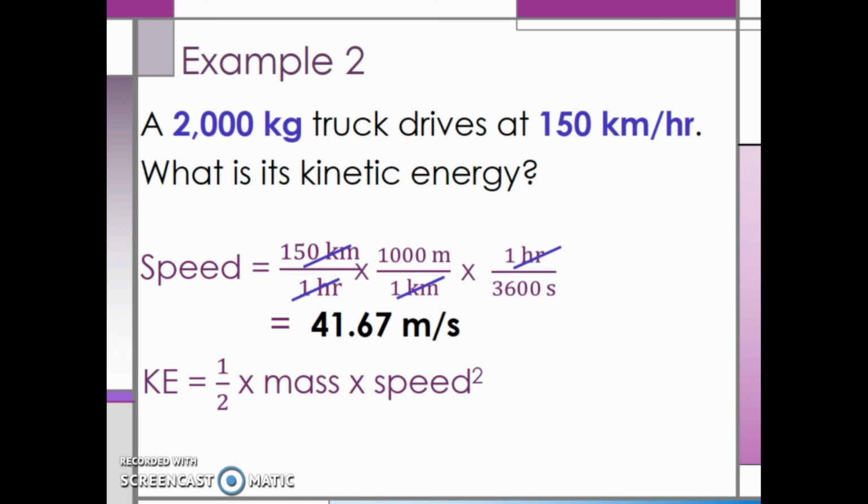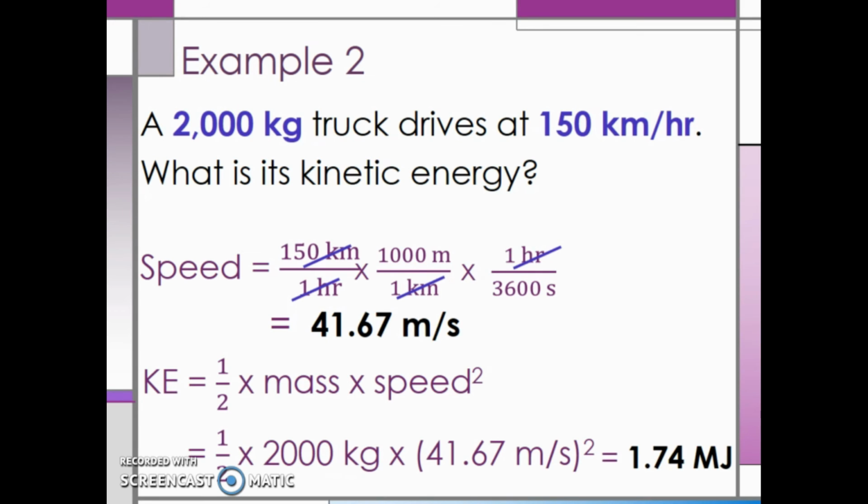Now, we can use the kinetic energy equation. We will take 1/2 multiplied by the mass multiplied by the speed squared. Substituting in our values, we have the mass as 2,000 kilograms and the speed as 41.67 meters per second. Multiplying, we end up with 1,740,000 joules, or 1.74 megajoules.